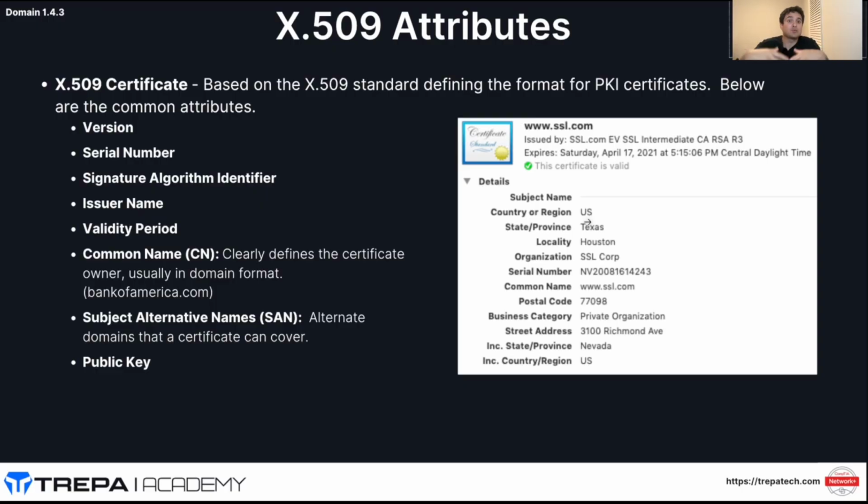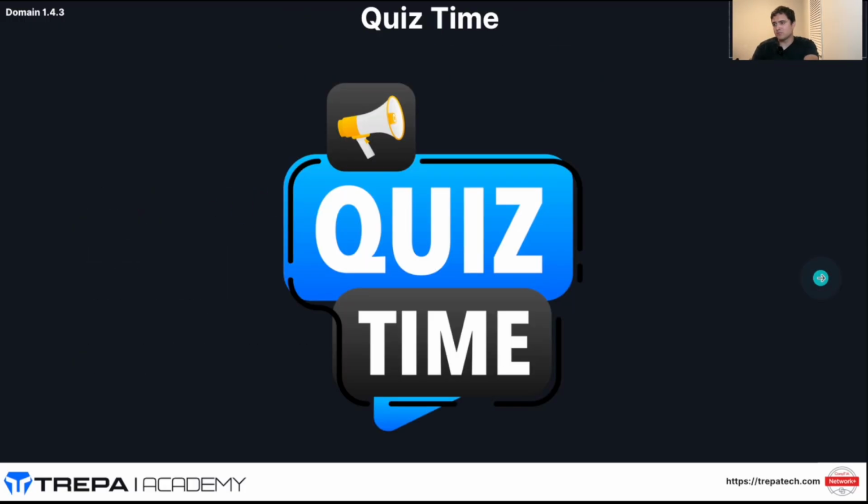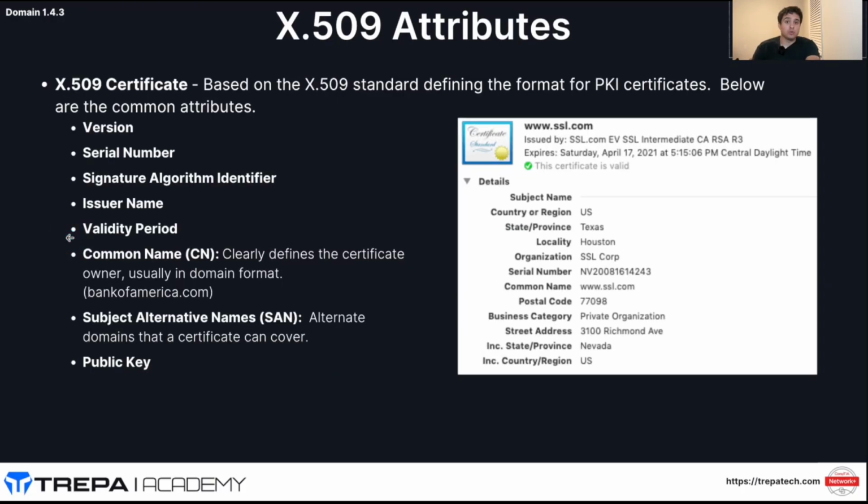The point of me saying that is when you generate a CSR, it'll ask for all this information: your country, state, locality, organization, the serial number, which will be given to you, and the common name. So what is the name of your website, right? Yeah, but here's all the X.509 attributes. All right, now let's go ahead and move on to domain 1.4.4.